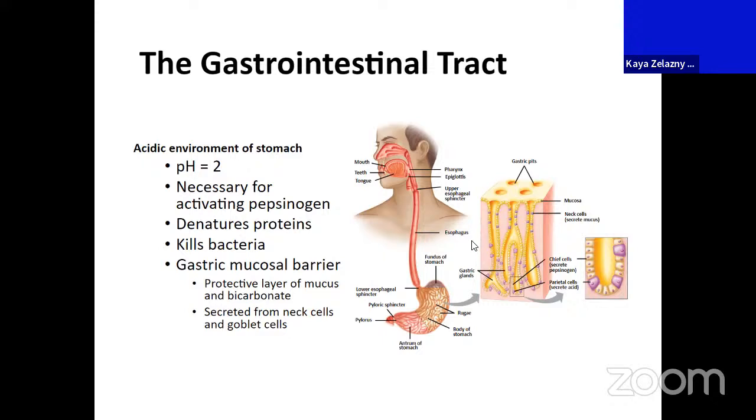There is another type of cell in there as well called goblet cells that are also involved in producing this gastric mucosal barrier, right? And letting us have this bicarbonate and mucus in the wall.